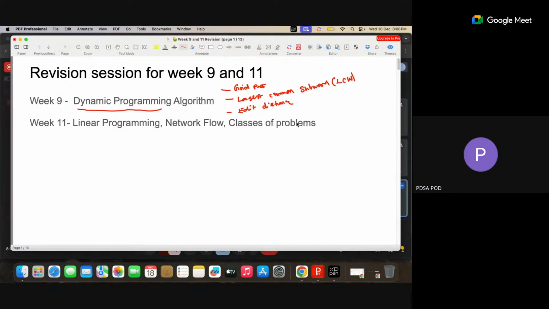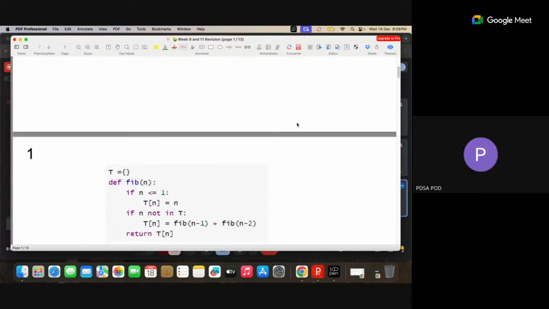Sir, from week 9 there is one topic also, matrix multiplication. Yeah, a lot of things are there. While we are solving the question, we'll understand how to solve that one, and you'll understand the concept behind it. Okay, got it.